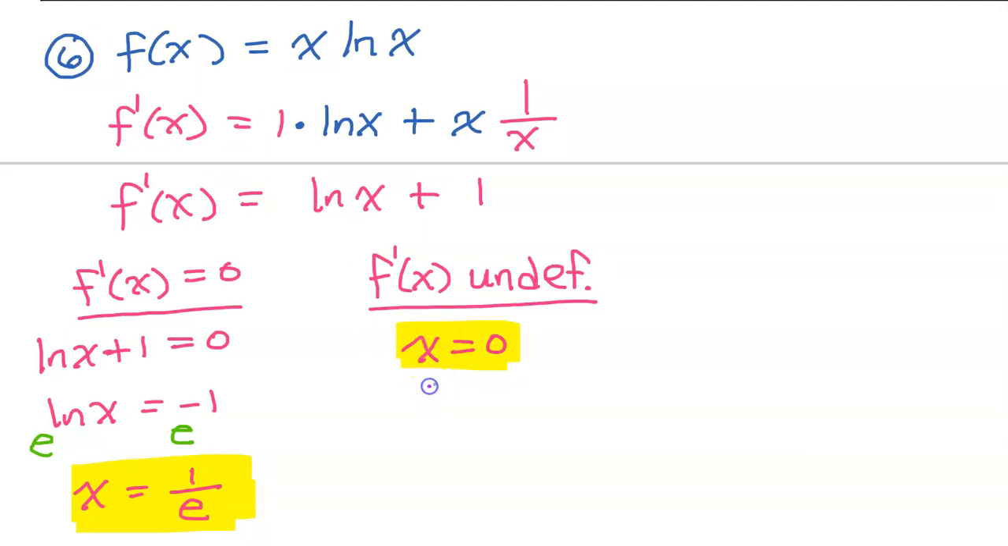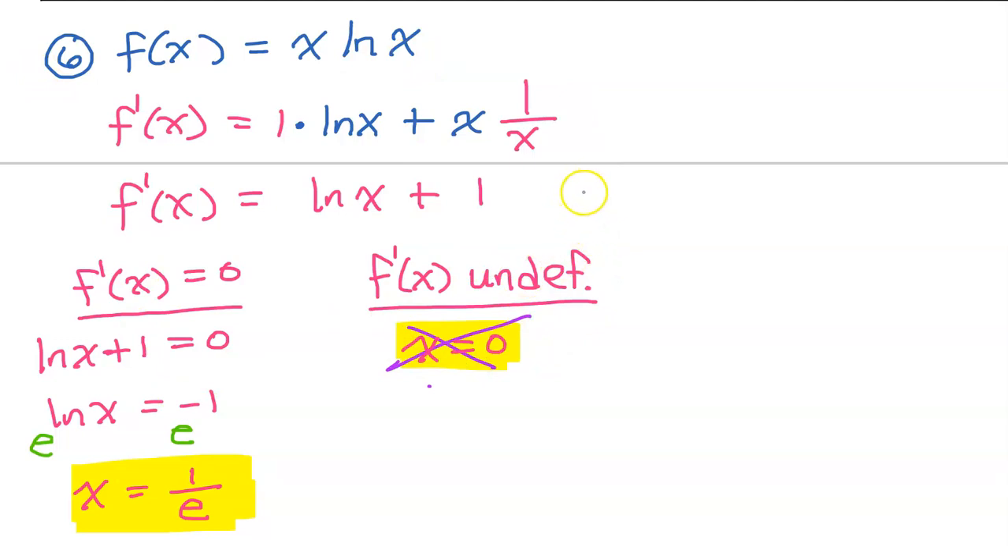Well, except for one thing. Looking back, the original function has natural log x as part of it. So x equals 0 is not an option for the location of the minimum value because the original function is not defined at 0. So we can throw that out.